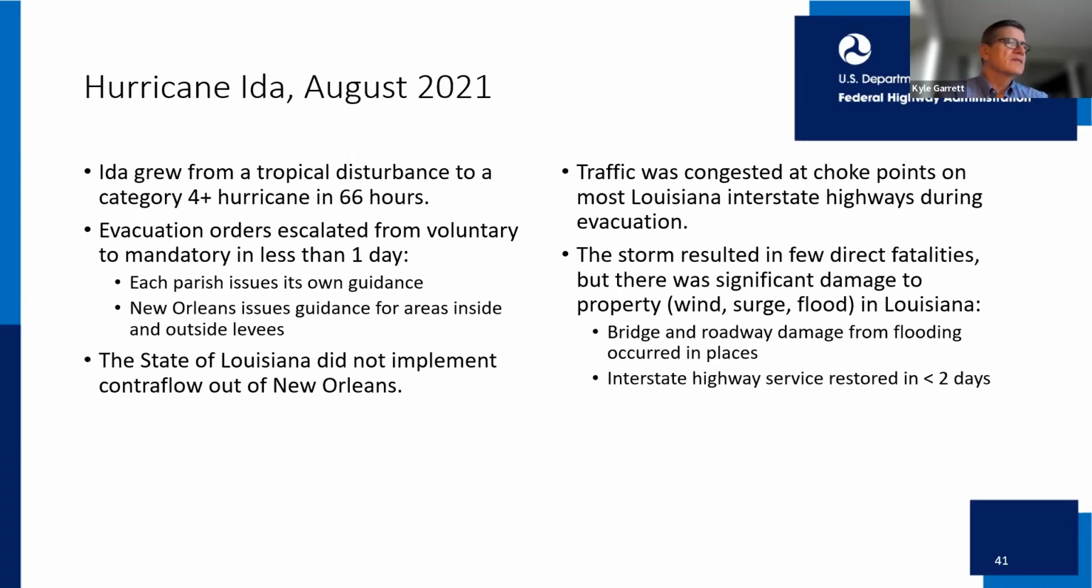And there were evacuation orders that went from voluntary to mandatory in less than 1 day. That's just not a lot of time to react. What some of you may not know is that each parish issues its own guidance. And then the city of New Orleans has guidance, 2 sets for areas both inside and outside the levees. Even though Louisiana has very complete and sophisticated contraflow plans, there was not enough time to implement that. Traffic, of course, was congested at lots of points along the interstate network, especially during the evacuation. Luckily, there were very few direct fatalities, but there was some significant damage from wind, surge, and flood in Louisiana, primarily bridge and roadway damage.